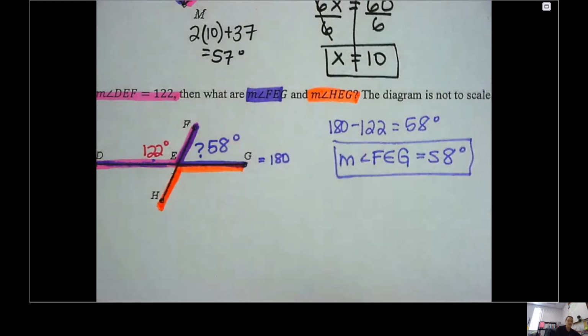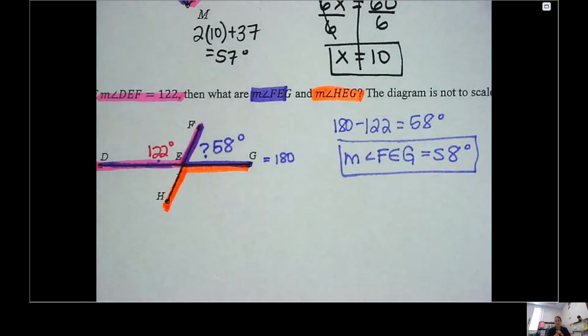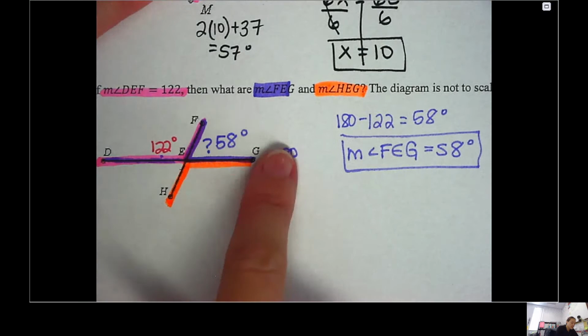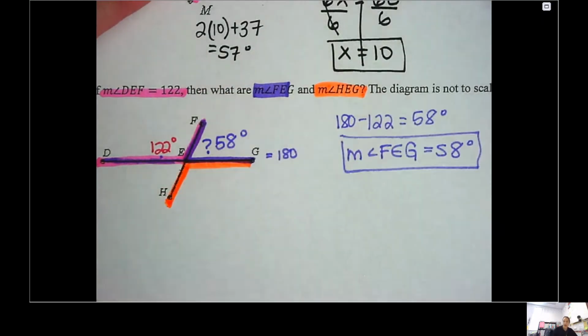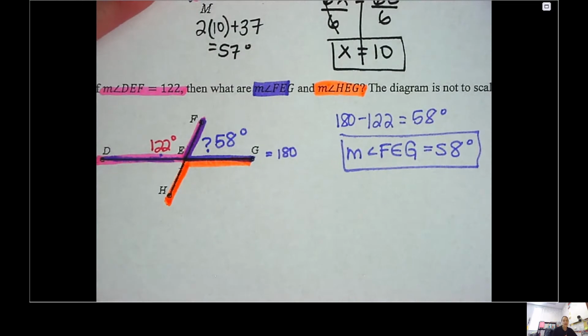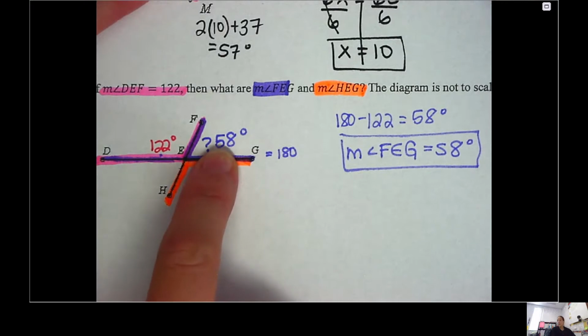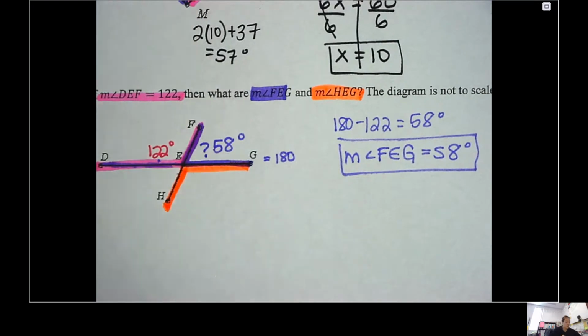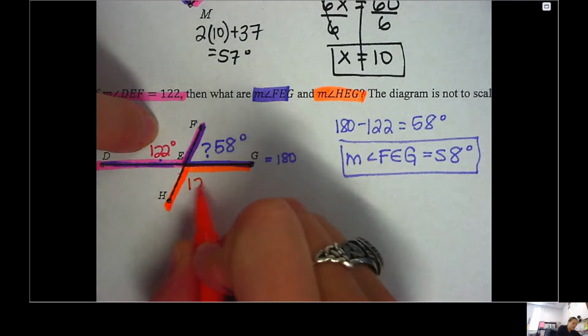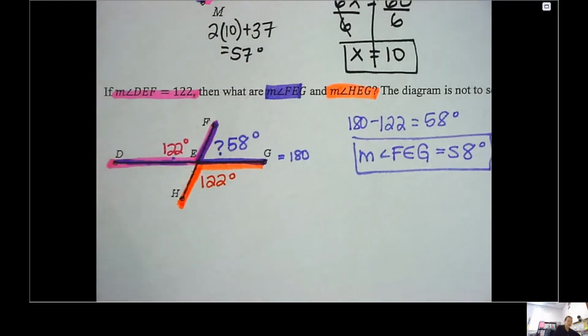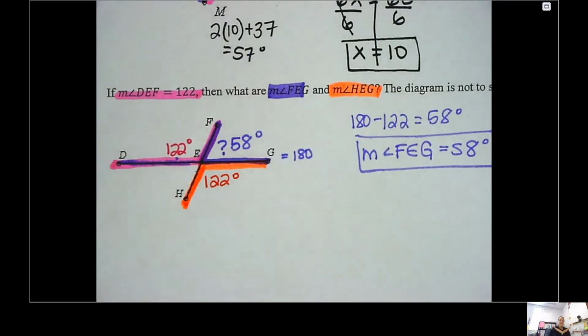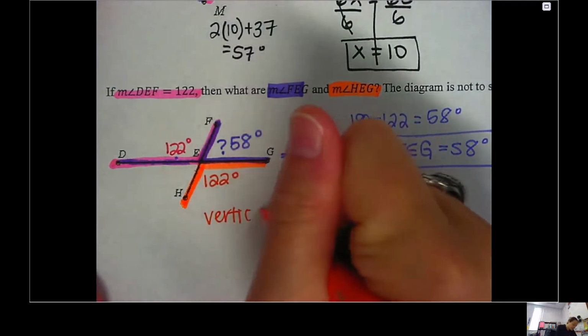HEG. So it's this one right here. Now, we got 2 different ways to go about this. Notice that angle FEG and angle GEH, these two also are a linear pair. They make a straight line. So what I can do is take 180 and subtract what I have, which is 58. But you're going to get the exact same thing as over here, which is 122 degrees.